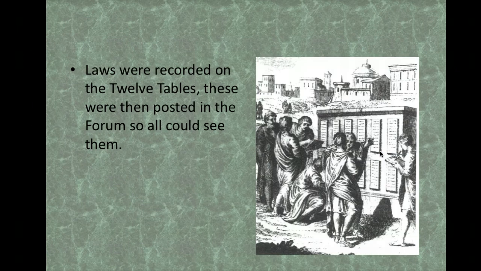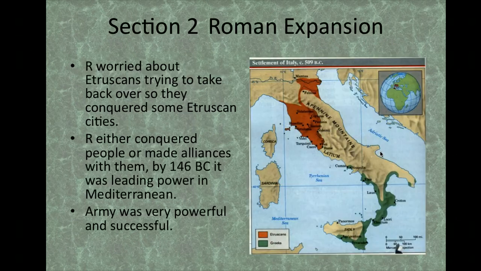Now the laws that were established were recorded on something called the 12 Tables. That's an image of them. They were posted in the forum so people could actually see the laws, and that's a pretty good idea, to have the laws out there so people could see what they're doing or what they're doing wrong.